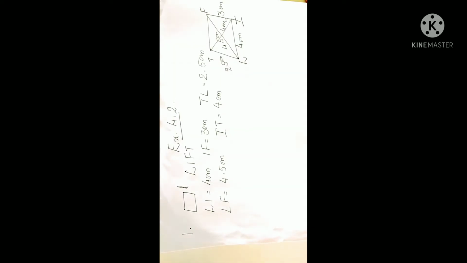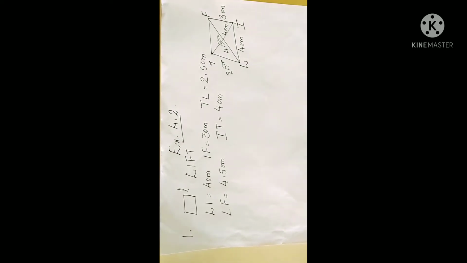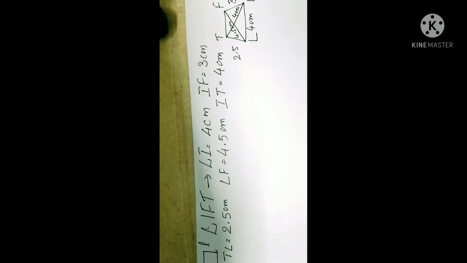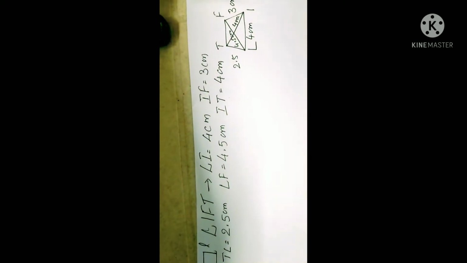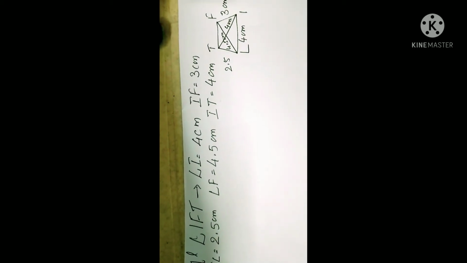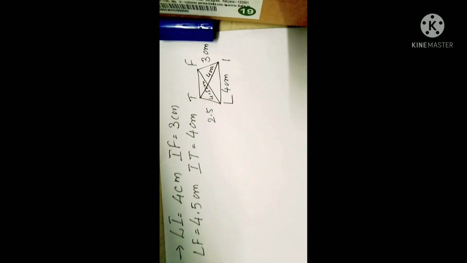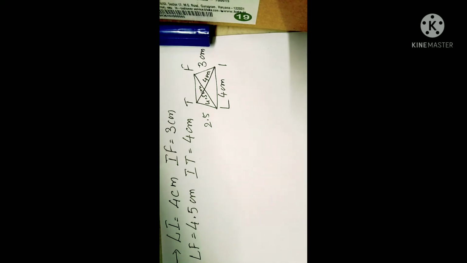Now, you have to write the steps of construction. Now, let us see exercise 4.2. The first question is construct quadrilateral LIFT, where LI is equal to 4 centimeter, IF 3 centimeter, TL 2.5 centimeter, LF is equal to 4.5 centimeter, IT 4 centimeter. So, first of all we have to draw the rough diagram as given here.